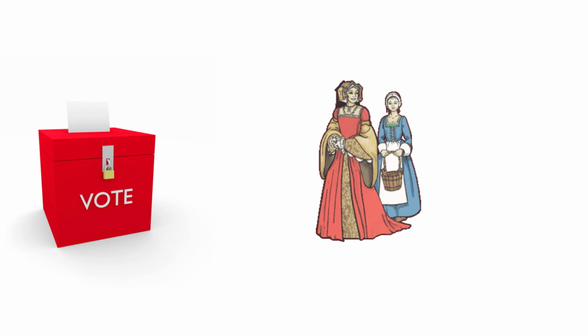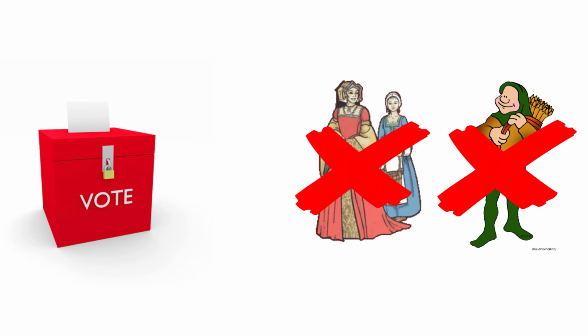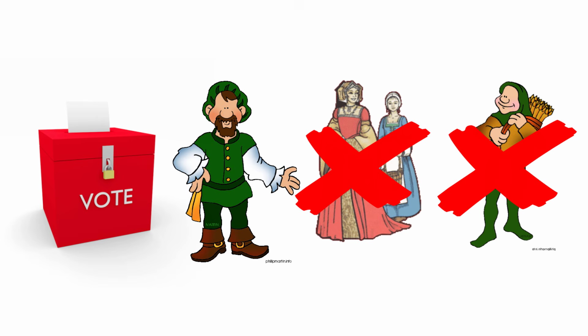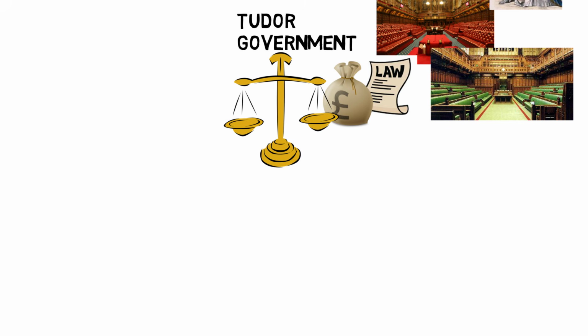But very few people could vote. For example, women were excluded from the vote. People who didn't own land were excluded from the vote. In fact, unless you were a wealthy noble, there was no way you could vote. Parliament was in charge of passing laws and approving taxes. However, they very rarely argued with the Queen.